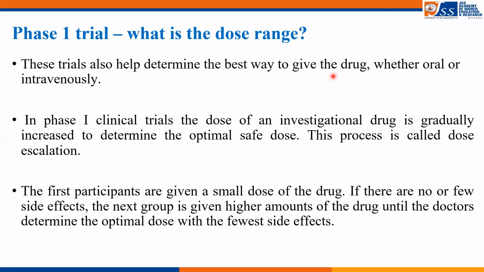In phase 1 clinical trials, the dose of the investigational drug is gradually increased to check what is the optimum or the safe dose. The process is called dose escalation. In the initial cases, I'll give you a low dose, maybe 5 mg per tablet. Later, I'll increase to 10 mg, 15 mg, or 20 mg till I see a visible or noticeable side effect. When a small dose of the drug is given, if there is no side effect, then the next group is given higher doses of the drug until the doctor is able to determine the optimal dose with less side effects.